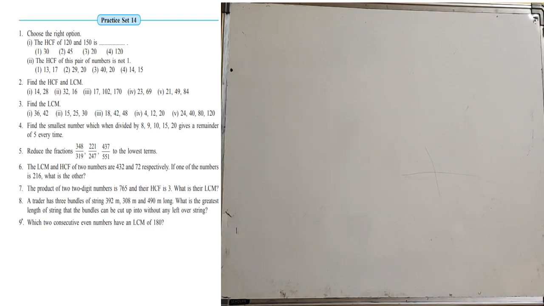Now question number 4 is an application type of question, which means you are going to apply the knowledge of your HCF and LCM in these types of questions. Let us read what the question says. The question says, find the smallest number which when divided by 8, 9, 10, 15 and 20 gives a remainder of 5 every time.